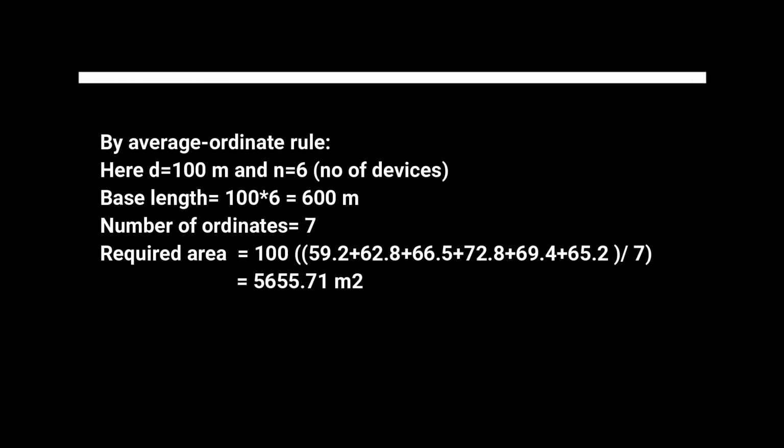For the average ordinate rule, basically we do the same as before, but we divide by 7, which is the number of ordinates, and then we get 5,655.71 meters square.